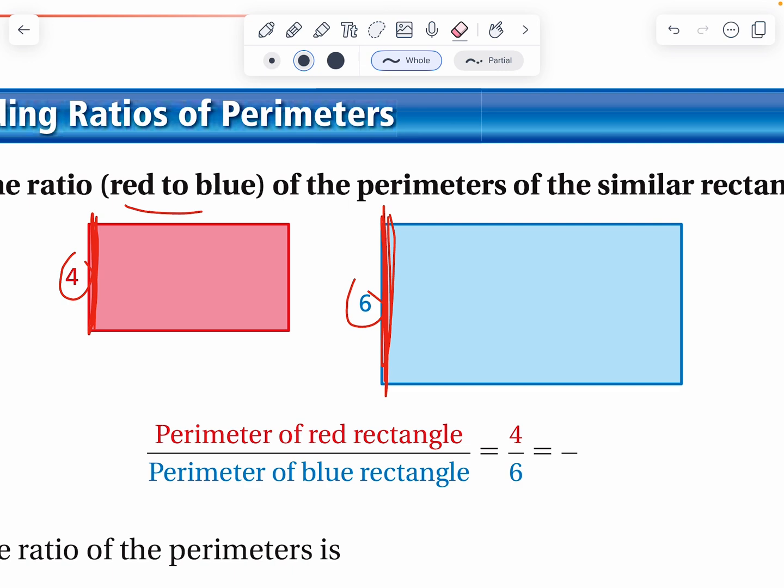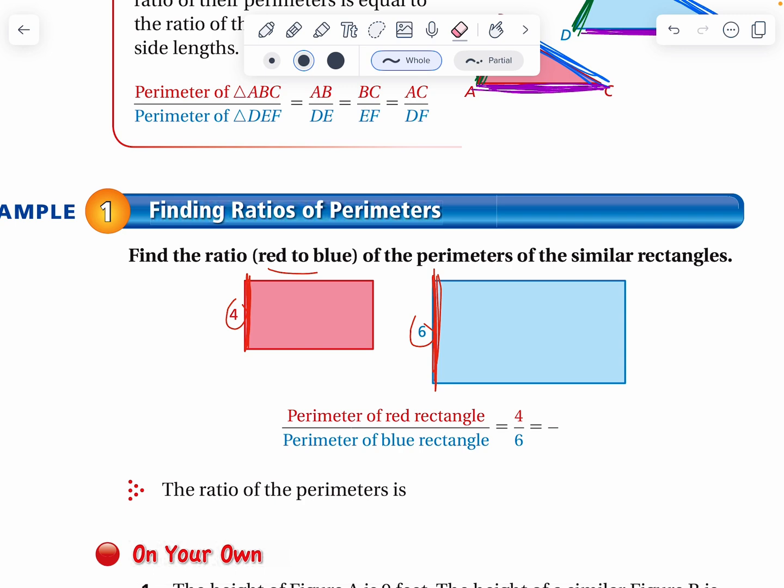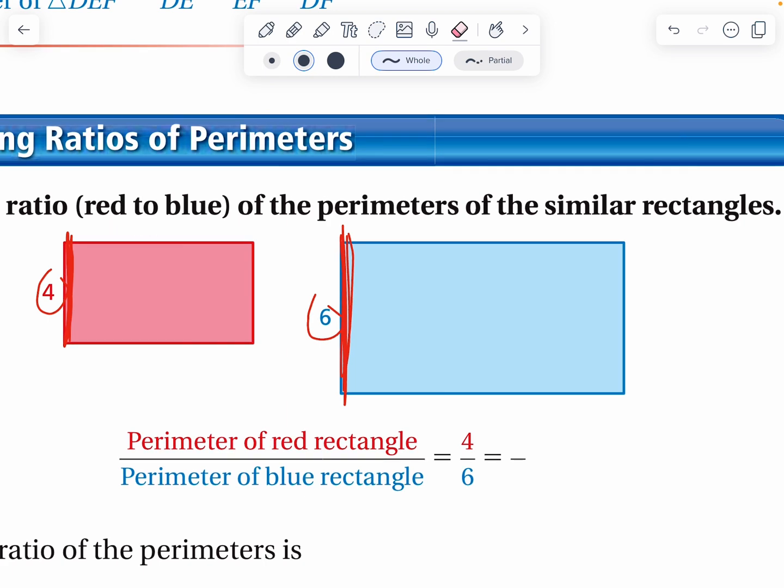Now what are we trying to find? We're trying to find the ratio of the perimeters. We don't actually know what the rest of these sides are. We know this is 4 and this is 6, because it's a rectangle, but we don't know the other side. It doesn't matter, because we know the ratio of the corresponding sides.